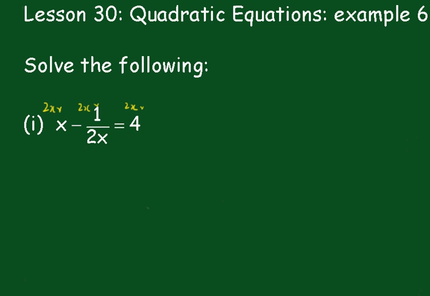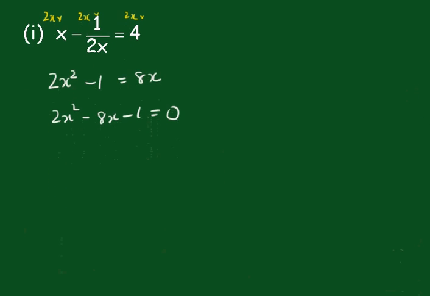Multiplying each one, it becomes 2x squared. Now this 2x cancels, we get minus 1 equals 8x. Now take that across the other side, we have 2x squared minus 8x minus 1 equals 0. So we'll have to use the quadratic formula on this one because we've got a 2 in the front. So now we'll have a equals 2.